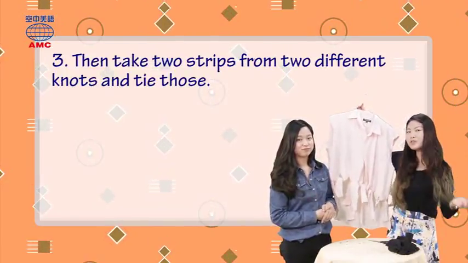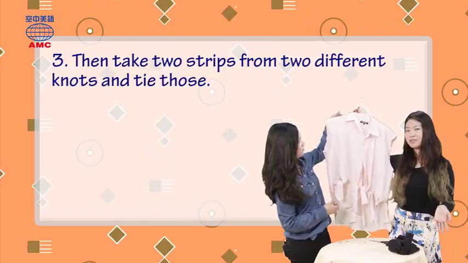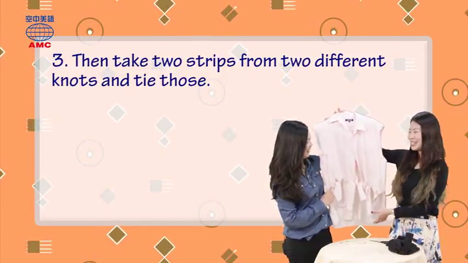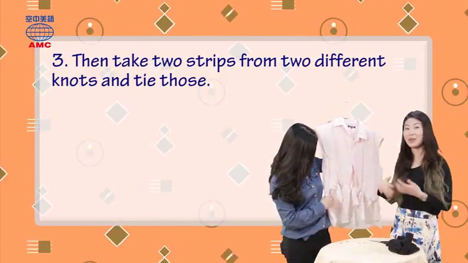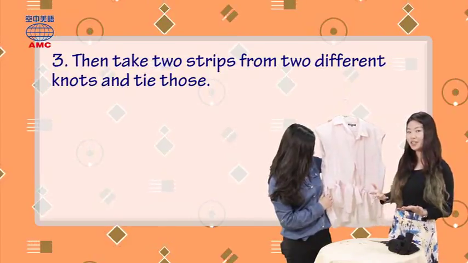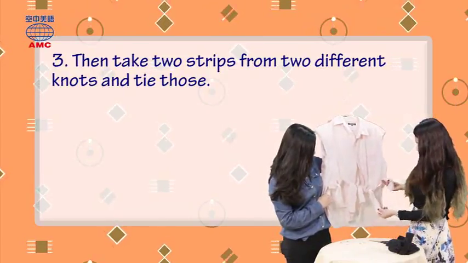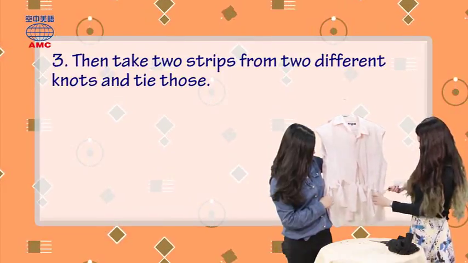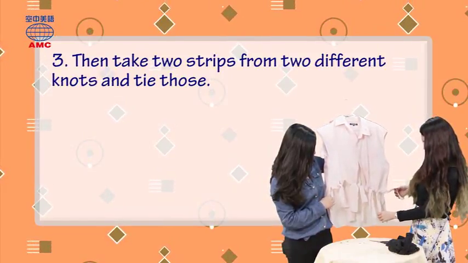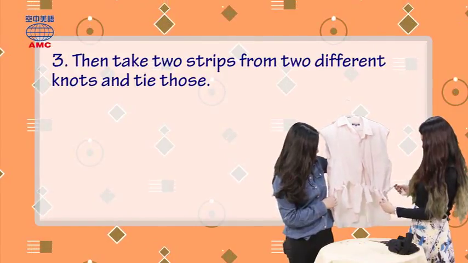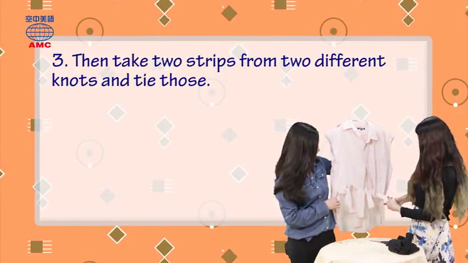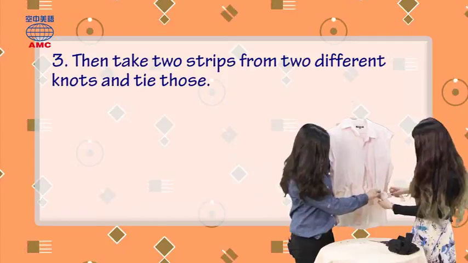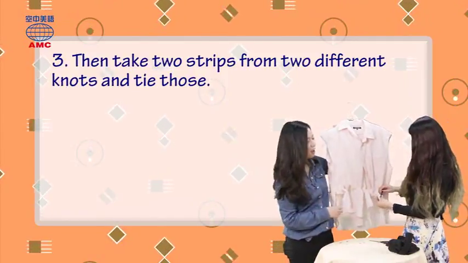And our third step, then take 2 strips from 2 different knots and tie those. This is hard. So we're not going to make a second knot on the same 2 strips. We're making a new knot with 2 different strips, right? So now do you see these 2? I guess I kind of have to pick. We're picking this one on the edge. I'm a little confused now. These 2 go together, and then what happens to the other 2?